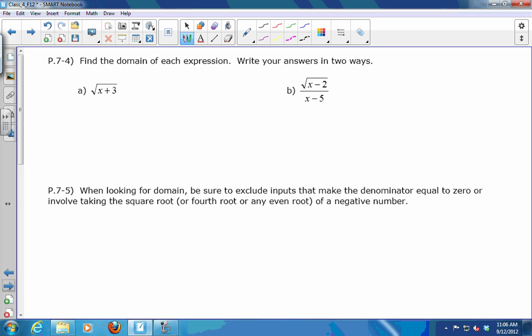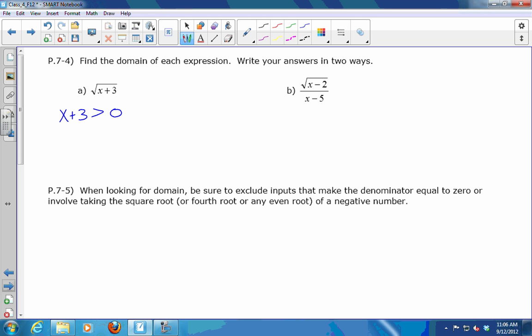Okay. Now I want to find the domain of these two expressions. I want to know what values of x I can plug into the square root of x plus 3. Anything greater than negative 3. Okay, good. So I have to make sure that x plus 3 has to be bigger than 0, right? The whole thing under the radical has to be bigger than 0.